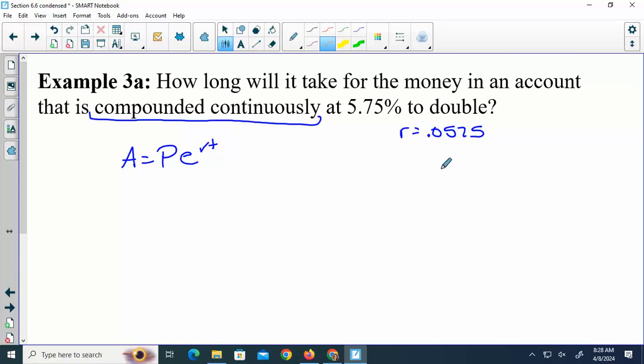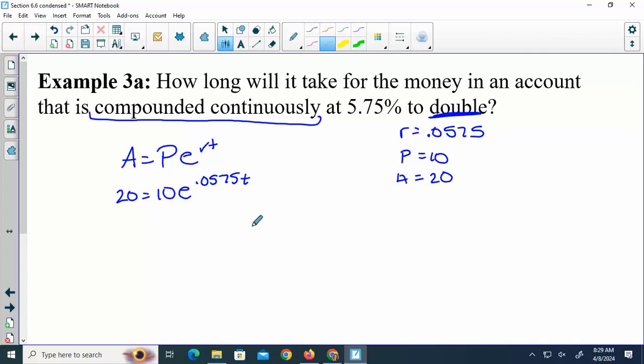Did I tell you how much we started with? No. So we have a couple different options. We can keep it as a variable. A lot of times people just like to make up numbers. If I started with 10, how much would I end with? 20. Why? Yeah, I said I want to know how long till it doubles. So you could pick any starting amount you wanted and just double it to get your ending amount. Or you could keep P as the variable P and make your A at 2P because you're doubling it. My A is 20, P is 10, E to the 0.0575 T.